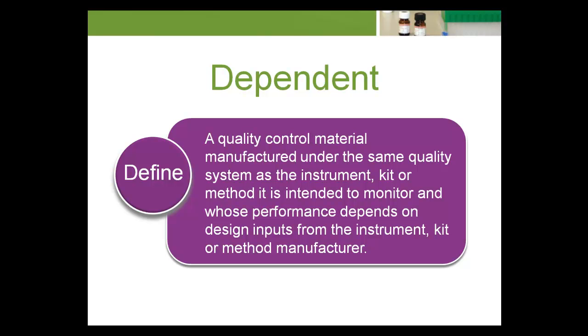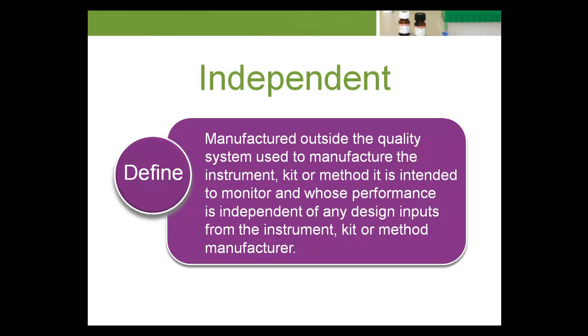Dependent control material is a quality control material manufactured under the same quality system as the instrument, kit, or method it's intended to monitor, and whose performance depends on design inputs from the instrument, kit, or method manufacturer. Independent third-party control material is manufactured outside the quality system used to manufacture the instrument, kit, or method it's intended to monitor, and whose performance is independent of any design inputs from the instrument, kit, or method manufacturer.